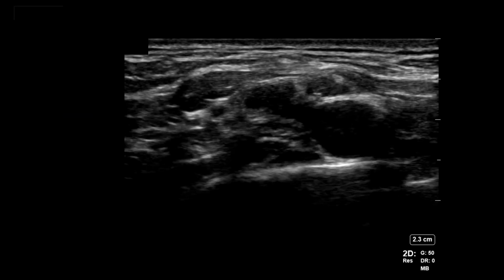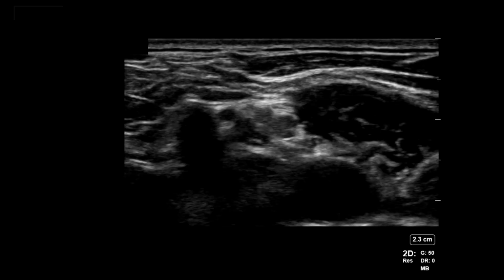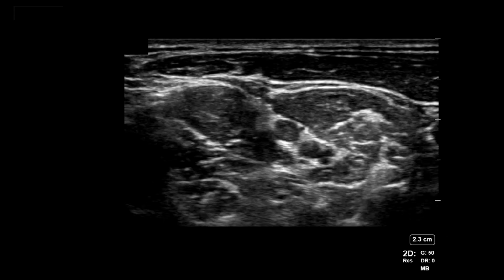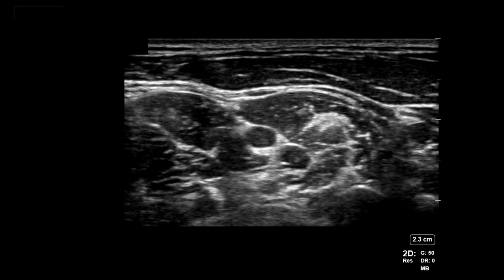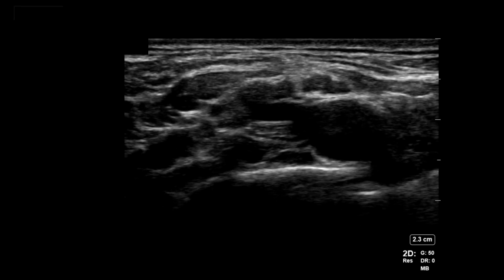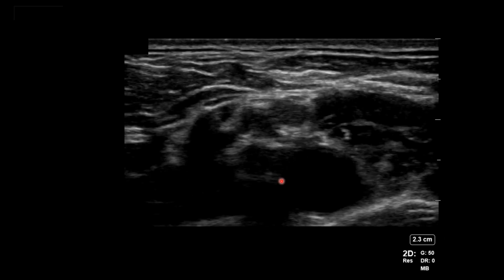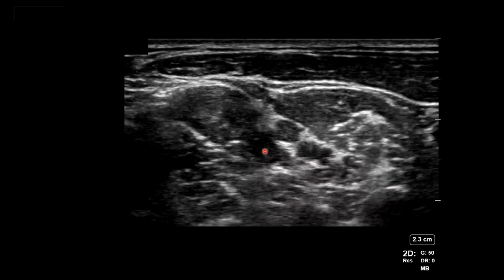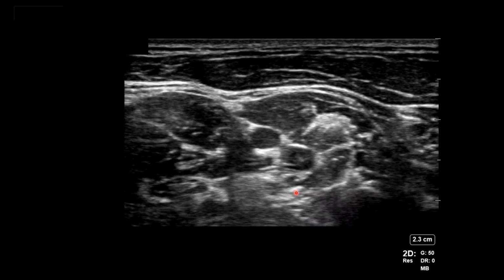So let's take you on a quick tour of the sonoanatomy of the interscalene brachial plexus and the supraclavicular view. This is a looped video of the posterior cervical triangle, starting at the supraclavicular view and then scanning cephalad up into the interscalene groove. Here you'll see the interscalene groove. I'm going to wait for it to cycle back through once more and start at the beginning.